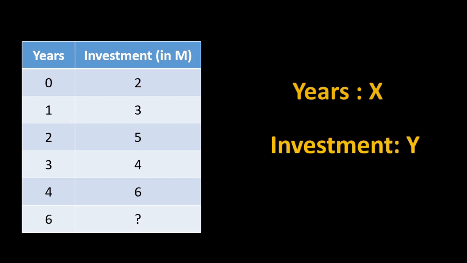Say your task as a data scientist is to predict the investment of the company in the 6th year using a simple linear regression model. So how will you do that? As you can see in this data, there are only two variables, years and investment. Years is an independent variable, obviously it doesn't depend upon anything, and investment is a dependent variable. So in terms of x and y, let us represent years as the x variable and investment as the y variable.